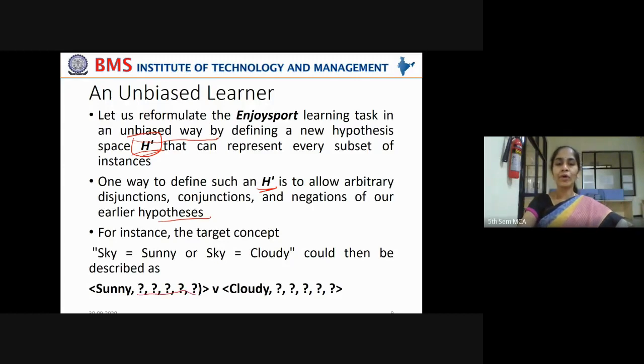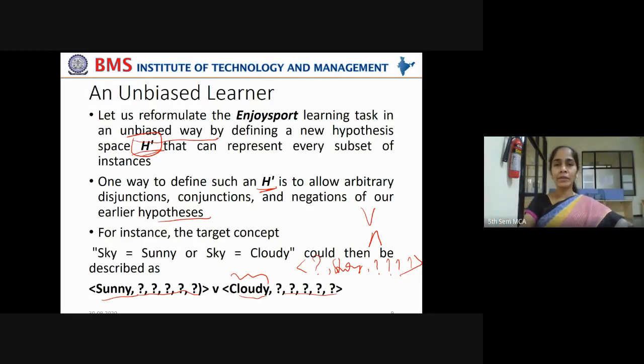Sunny, and it can be followed by any value. Cloudy, it can be followed by any value. Rainy, it can be followed by any value. In the same way, for wind, it can be preceded by any value. Wind should be strong, it can be succeeded by any value. When I am saying any, it can be "or". When I say it should be all, then it will be an "and" symbol. Okay, so I am telling now any value can be allowed with this combination. Any value can be allowed with a different combination.